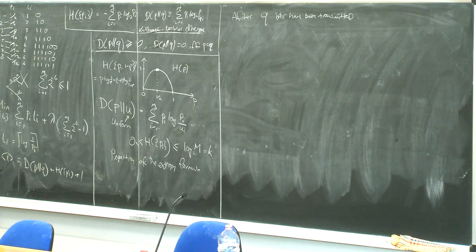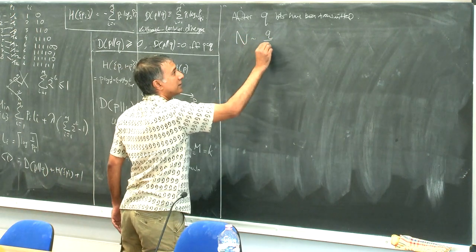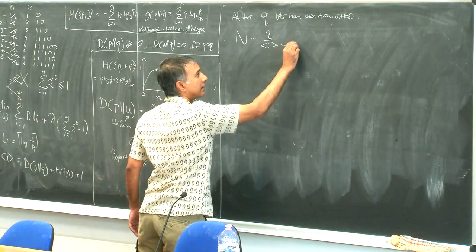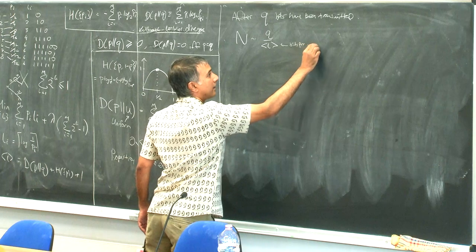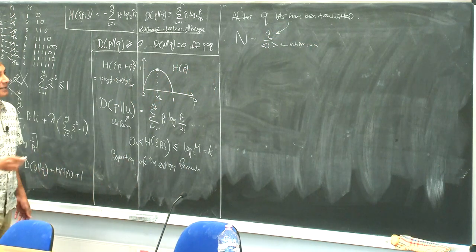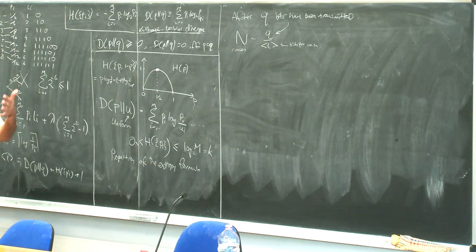So there's been like 1,000 horse races. So after q bits have been transmitted, how many horse races do you think have been run? Then n must be something like q over l, because this is the bits per race, and this is the total number of bits. So this must be n races. And because of the law of large numbers, eventually you'll be very, very close to this value.